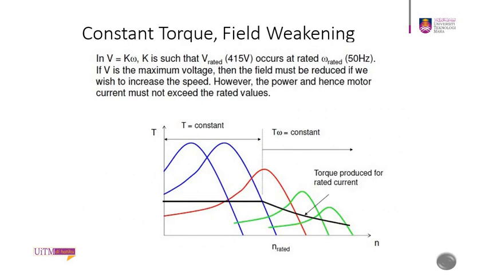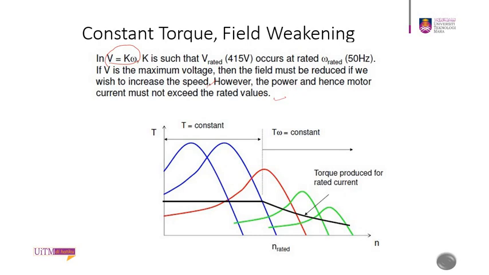In the equation V equals K omega, K is such that the rated voltage occurs at the rated base frequency of 50 Hertz. If voltage is at maximum, the field must be reduced if we wish to increase the speed. That is in the region of constant torque. However, the power and hence the motor current must not exceed the rated values.